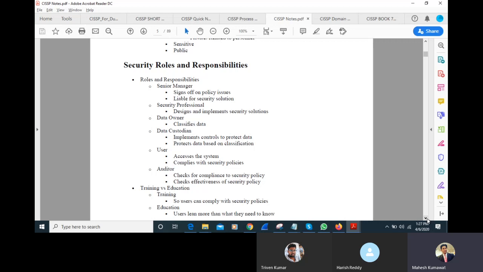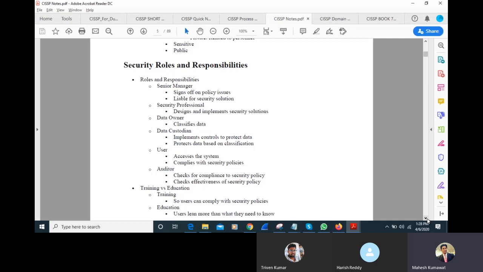Security professionals design and implement security solutions in time. They will go on designing and implementing security in the company. The security professional will be responsible for that. The data owner classifies data. So the data owner will classify data, for example classified and unclassified, structured and unstructured data, top secret data. This sort of thing is done by the data owner.